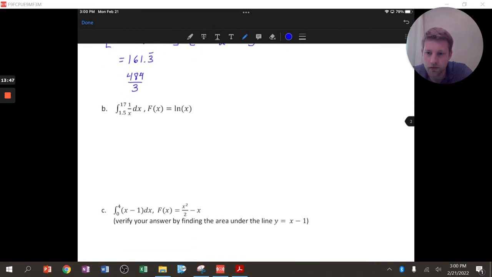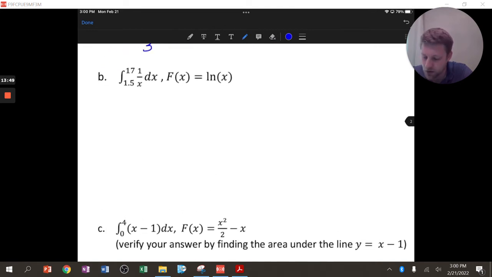Let's go ahead and take a look at part B. We have another function to consider. The integral from 1.5 to 17 of 1 over x dx, where capital F, the antiderivative of f, is going to be the natural log function. We can verify this as well by considering the derivative of capital F. The derivative of natural log, we know, is just going to be 1 over x.